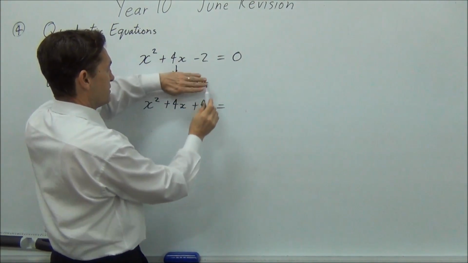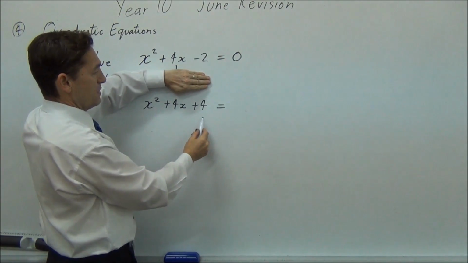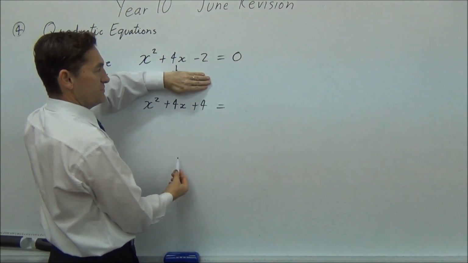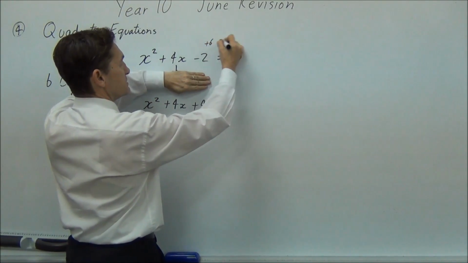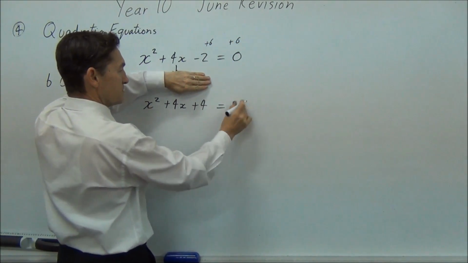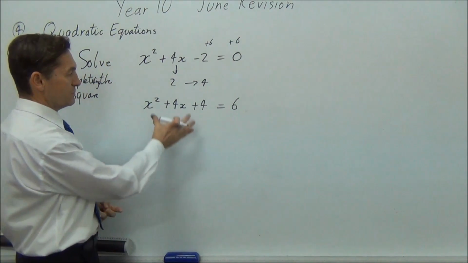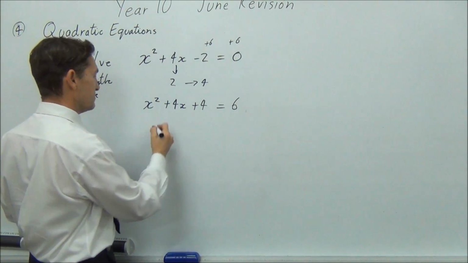So now you forget about this and say, what did I just do? I just added 6, didn't I? Minus 2 plus 6 is 4. So I've said plus 6 here and plus 6 there. So this number must be a 6. And now it's pretty straightforward. You know this is a square and that's the number we want.